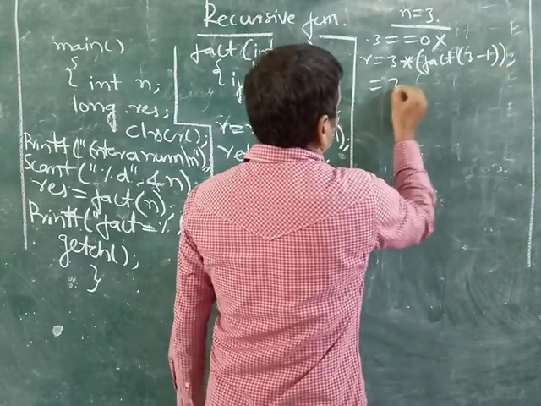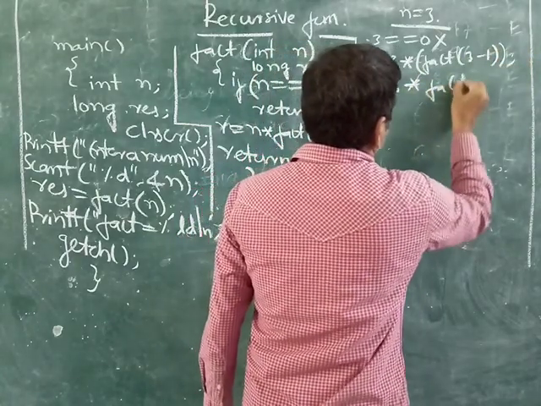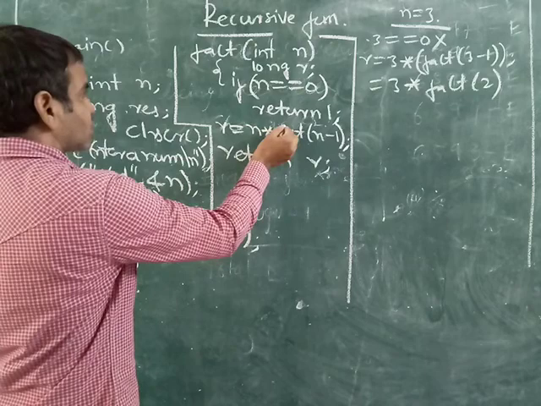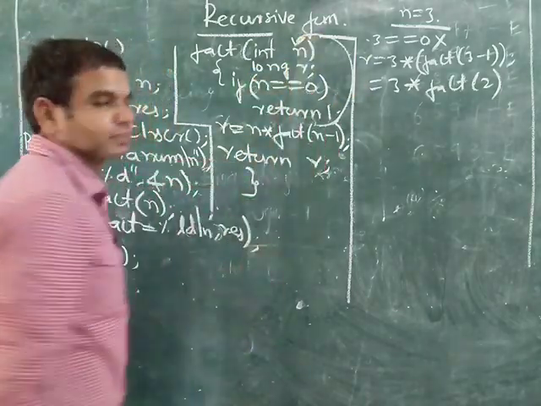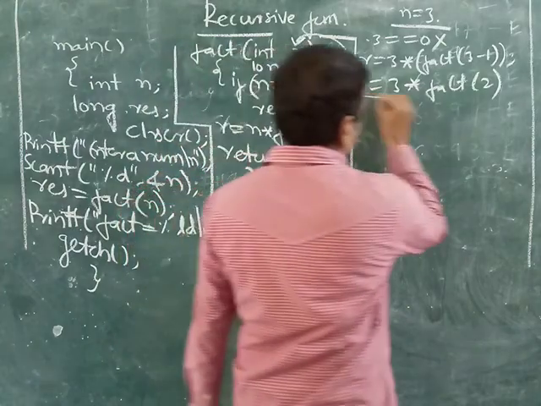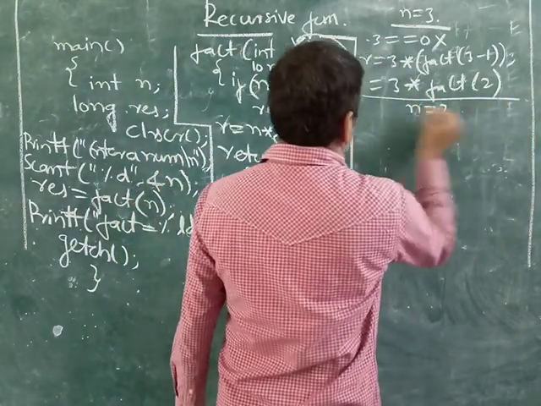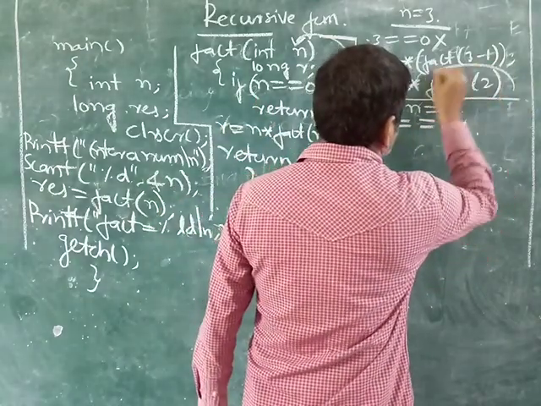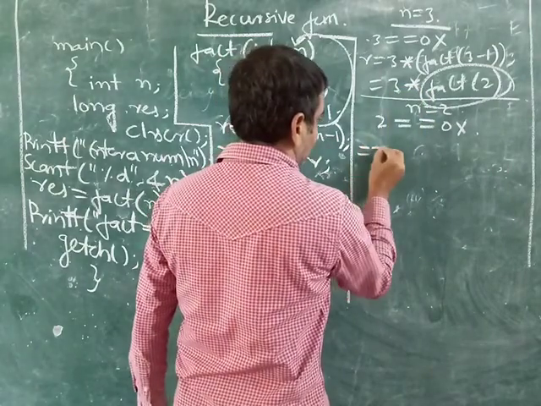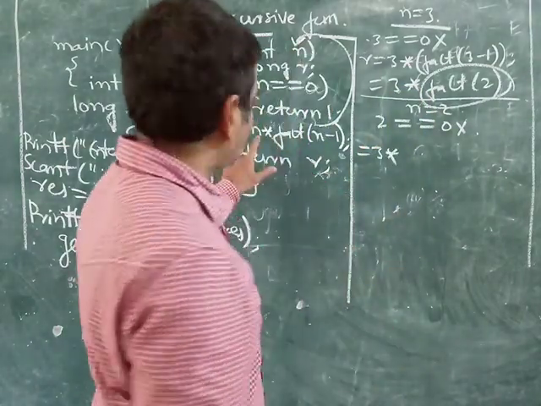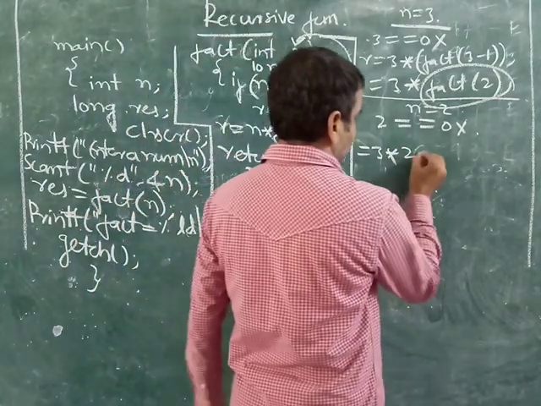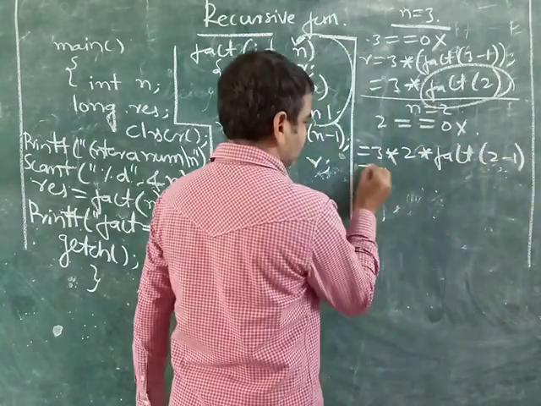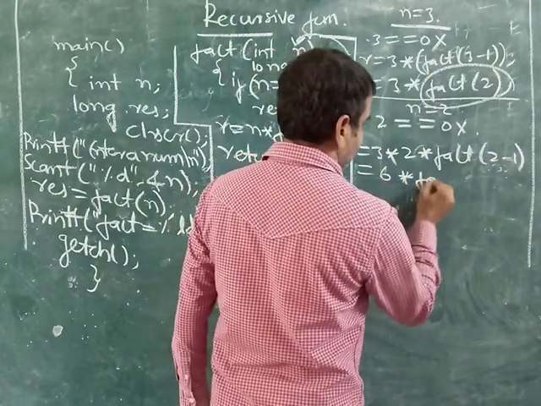3 into fact of 3 minus 1 means fact of 2. Fact of 2 again goes to the function call. So now the n value is equal to 2. Is 2 equal to 0? Condition false. So we are finding for this value. As we see, 3 into fact of 2. N means 2, so 2 into fact of 2 minus 1. Fact of 2 minus 1 is fact of 1.